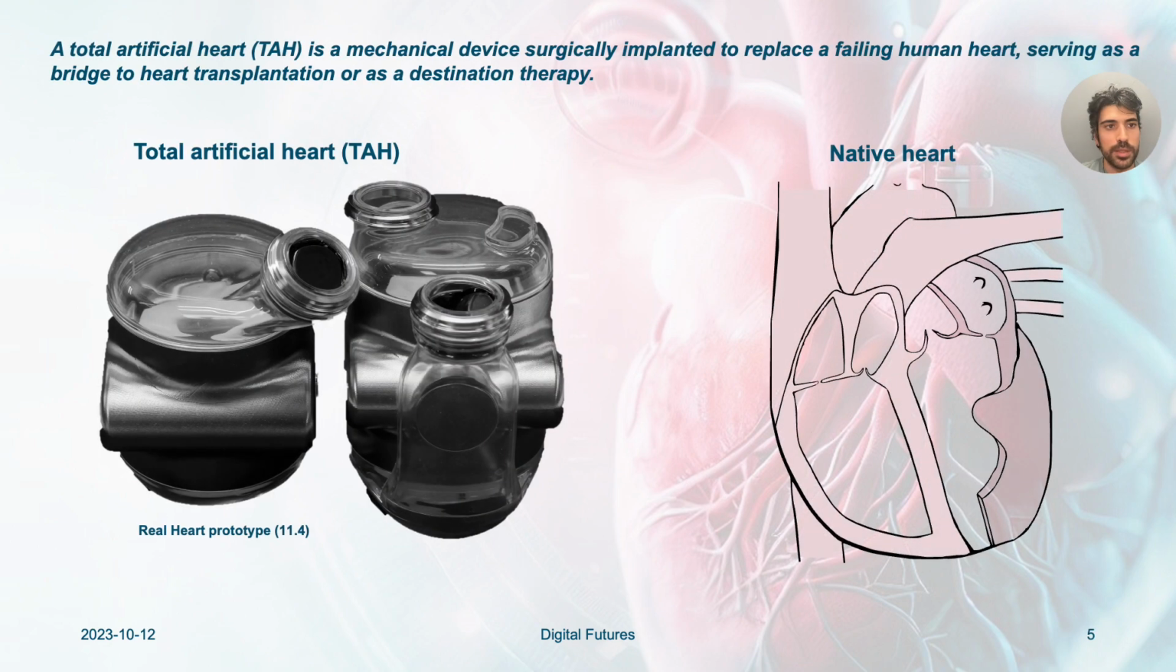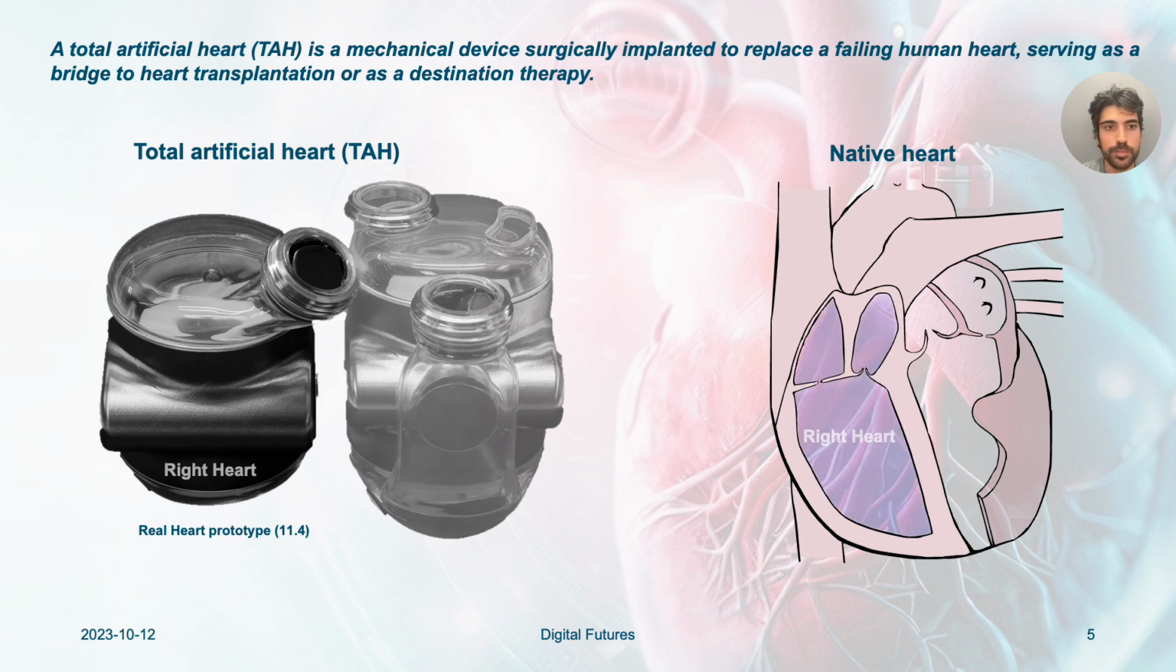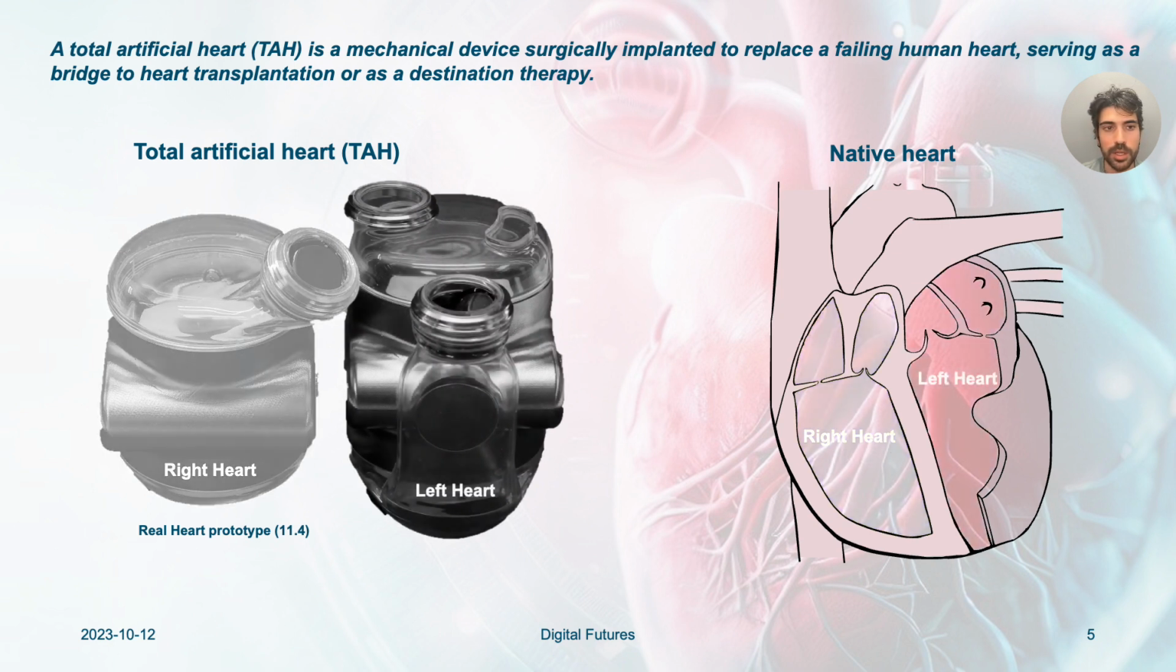An example of a cardiac assist device is a total artificial heart, which is a mechanical device surgically implanted to replace a failing human heart, serving as a bridge to heart transplantation or as a destination therapy. It's composed of two pumps, one replacing the function of the right heart, which aids the pulmonary circulation, and the other one replacing the functions of the left heart, which aids the systemic circulation.